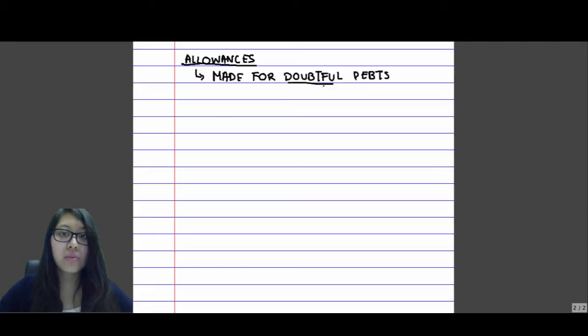In my company, let's say I've had an experience of around 5% of my customers not being able to pay back their debts. So in the next financial year, I'm going to also estimate how much of my customers are not going to pay me back. The main concept is that I don't want to recognize any profits before they actually happen. So allowances are not exactly made for bad debts. They're made for doubtful debts. So the word doubtful means it's possibly irrecoverable.